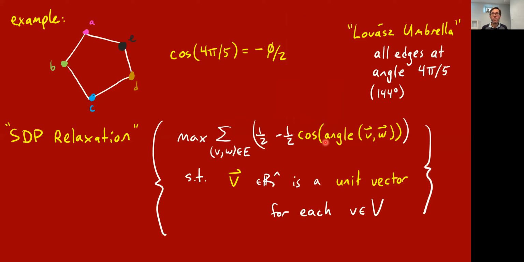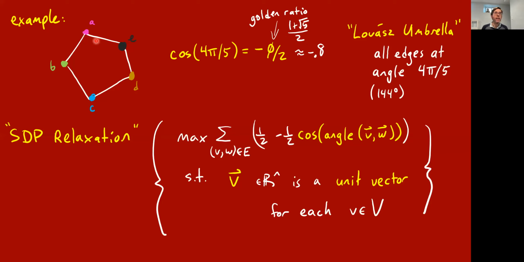Now we take a look at what it achieves. It turns out that cosine of 4 pi over 5 is negative phi over 2, where phi is the golden ratio, 1 plus root 5 over 2. And numerically, this is about negative 0.8. So it's pretty good, right?